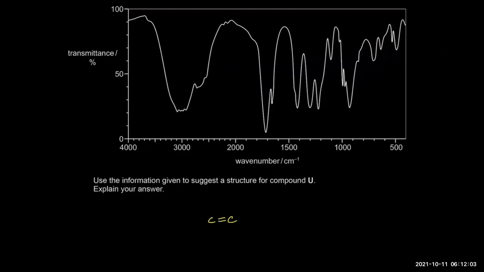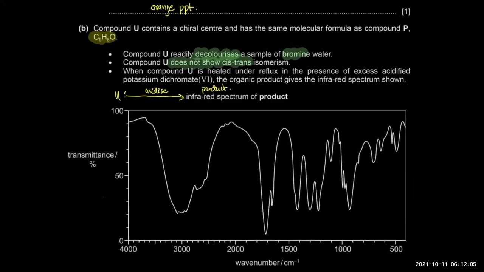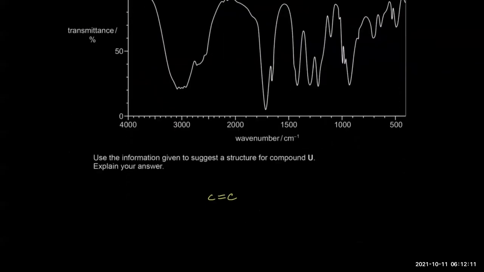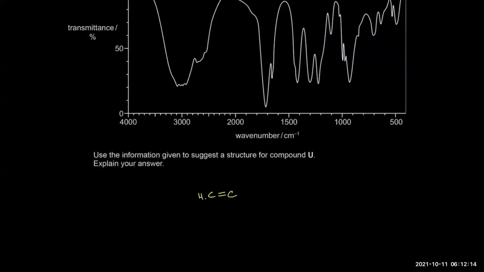Now, the second thing they told us is that compound U doesn't show cis-trans isomerism. So where could the alkene be? Can I say that the alkene is most likely a CH2? Most likely a CH2, just as a possibility. Right now we're just looking at possibilities. So the first carbon, the starting carbon, has the alkene. Right?